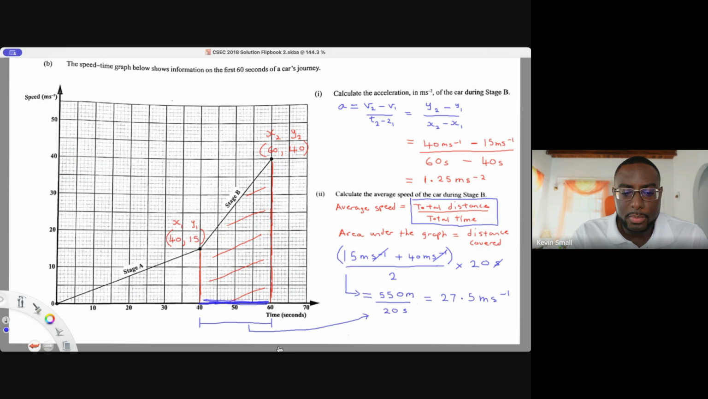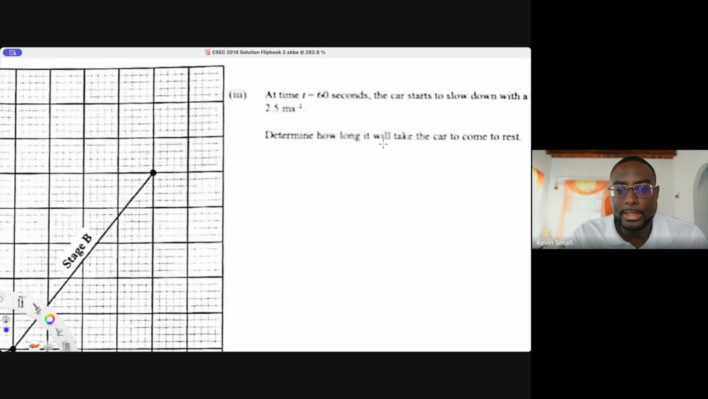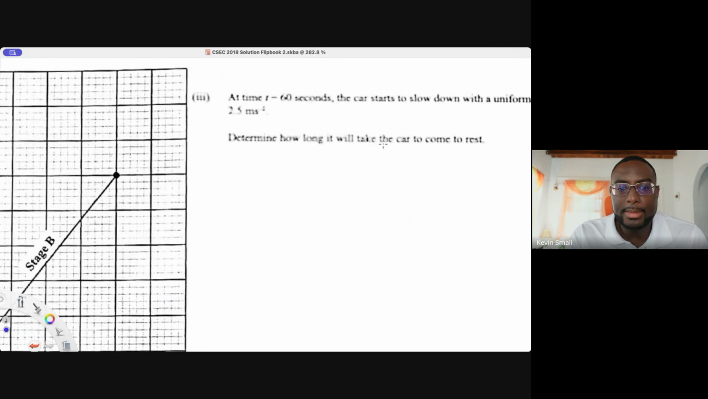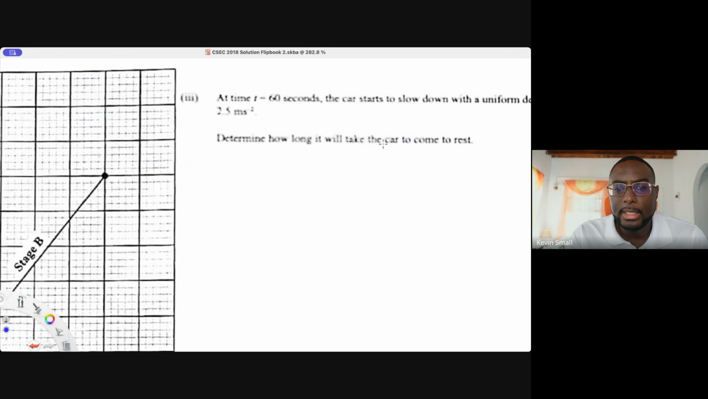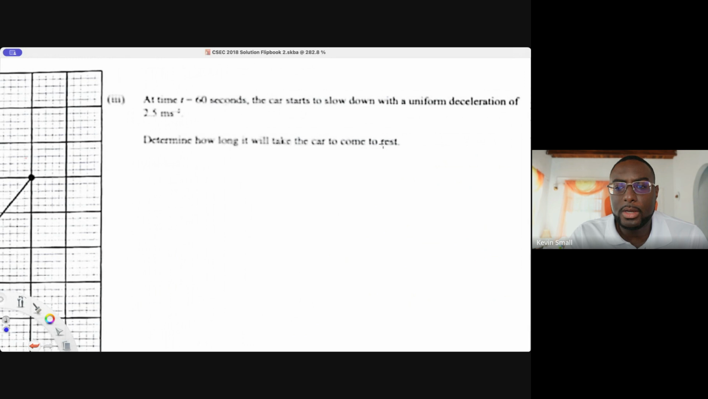Anyway, moving on to the next question. It says here, sorry, I've got to zoom in a little bit, it's a little faded. At the time t equals 60 seconds, the car starts to slow down with a uniform deceleration of 2.5 meters per second squared. How long will it take the car to come to a rest?